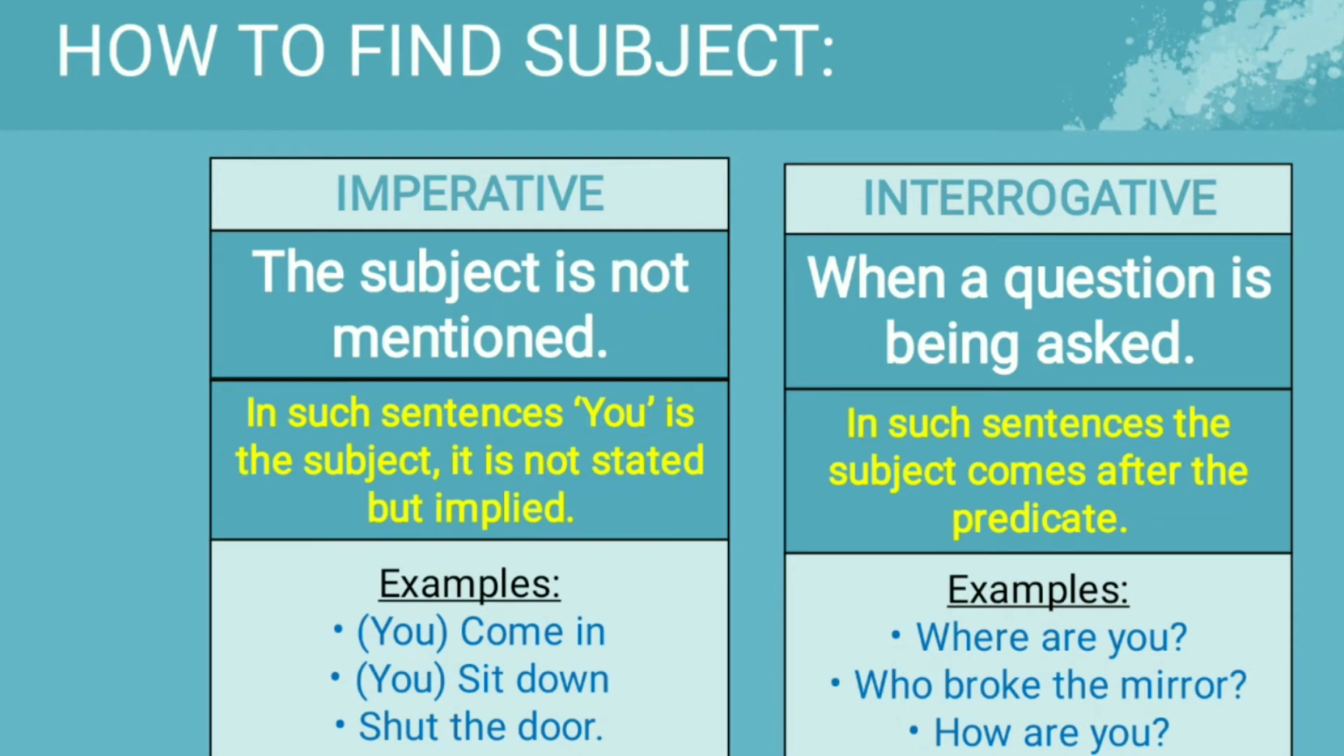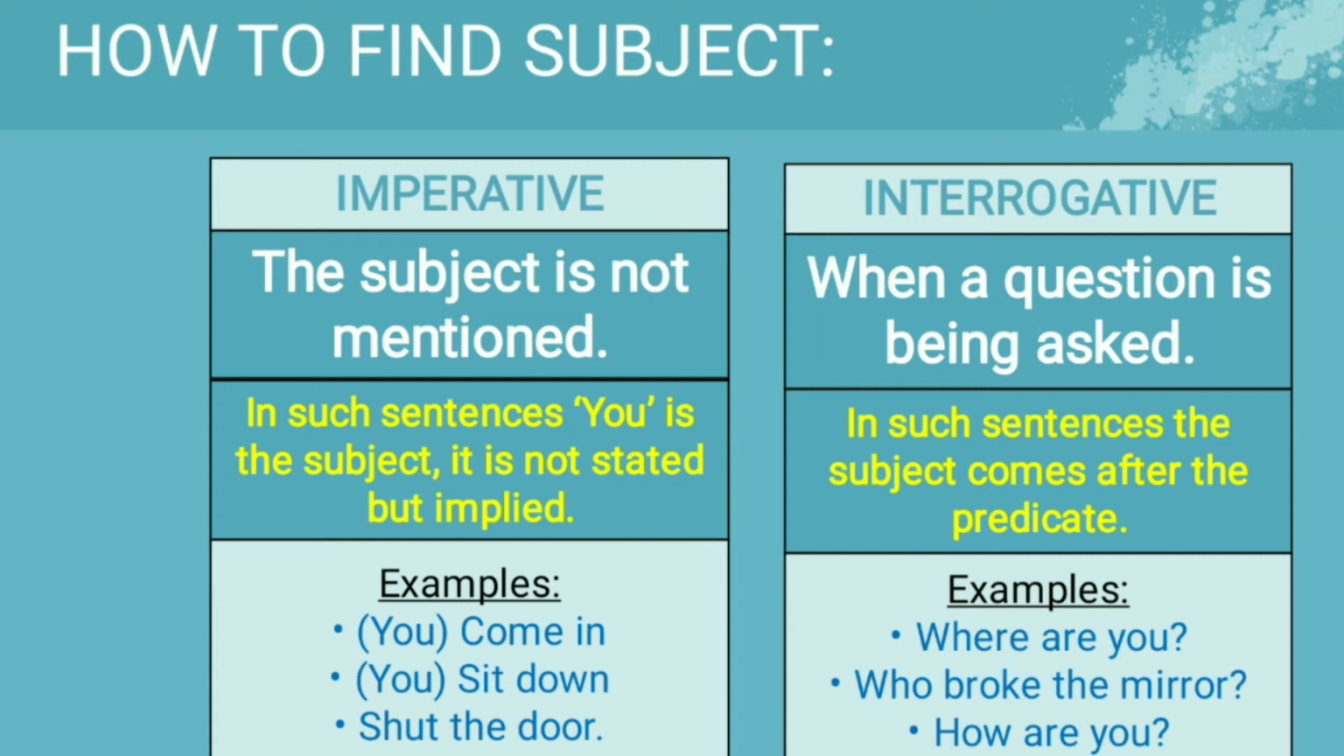Students have problems finding the subject in an imperative sentence and in an interrogative sentence. Now, what are imperative sentences? The sentences in which a command or request is made are called imperative sentences, and the sentences in which a question is asked are called interrogative sentences. Now the problem is how to find the subject in such types of sentences.